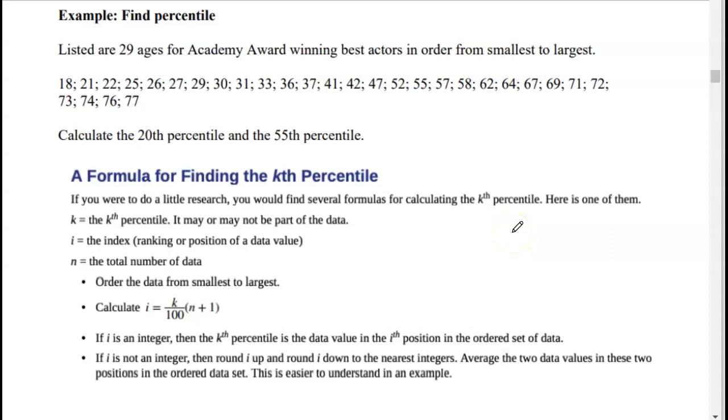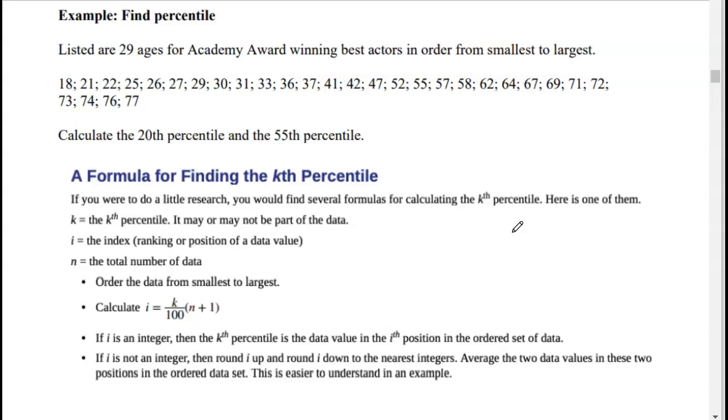Hello everyone. So here's an example where I have to find some percentiles for a data set. We're given a data set of 29 ages for Academy Award winning Best Actors in order of smallest to largest. I'm going to show you how to do it in StatCrunch, and I'm going to show you how to do it by hand. Percentiles is one of those things that different programs use slightly different rules to find.